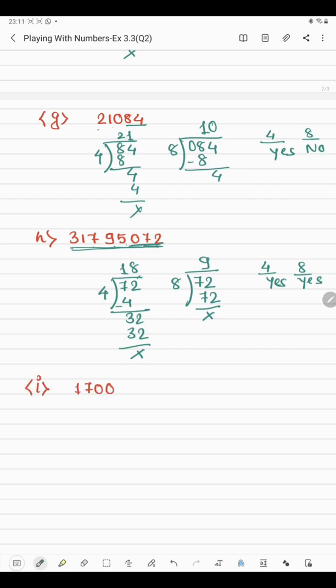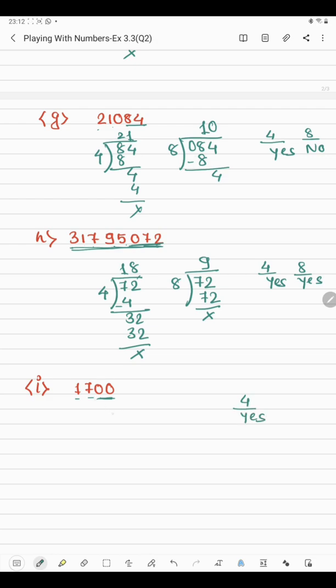Okay. Now in the last part we have 1700. Now as we know, to check the divisibility by 4, we need to take the last 2 digits, and here we have zeros only. So that means this will be divisible by 4. So we will write yes.